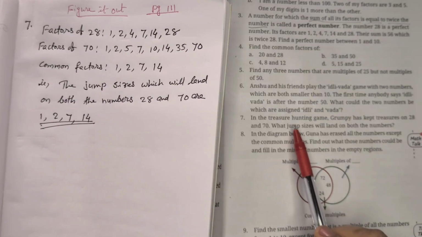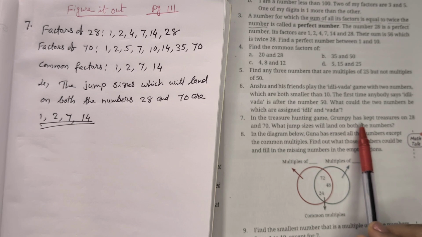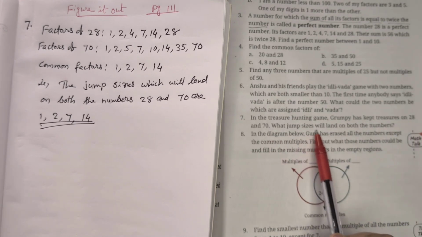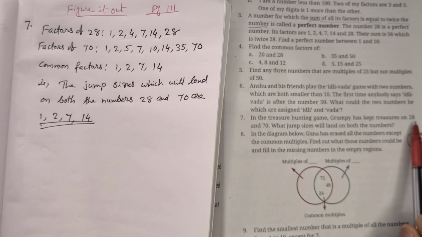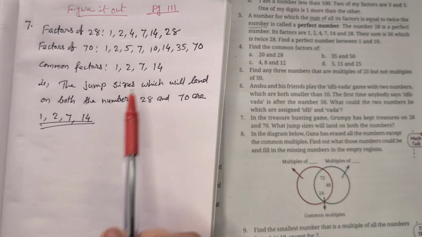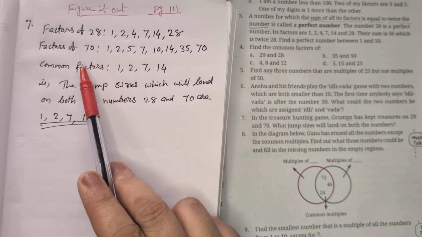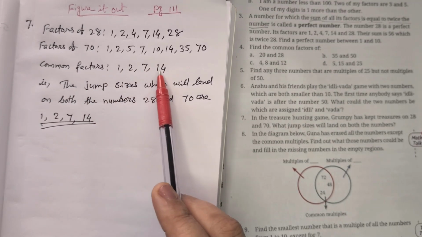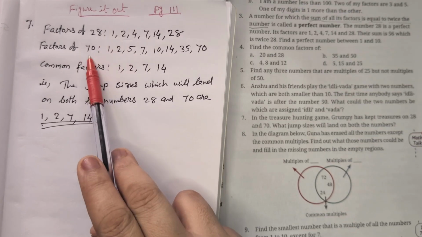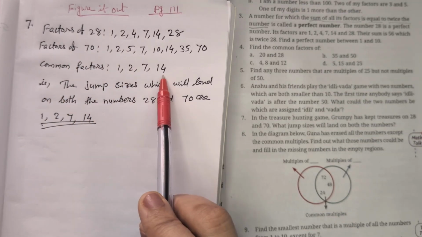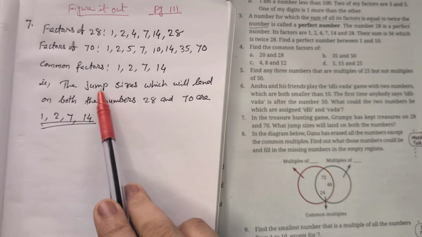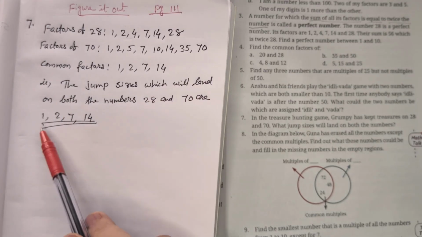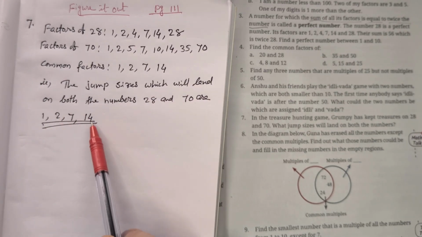Question number 7. In the treasure hunting game, Grumpy has kept treasures on 28 and 70. What jump sizes will land on both the numbers 28 and 70? So first we have to write factors of 28, factors of 70, and common factors. Here 1, 2, 7 and 14 are the common factors of 28 and 70. So these are the jump sizes. So you can write in a sentence, the jump sizes which will land on both the numbers 28 and 70 are 1, 2, 7 and 14.